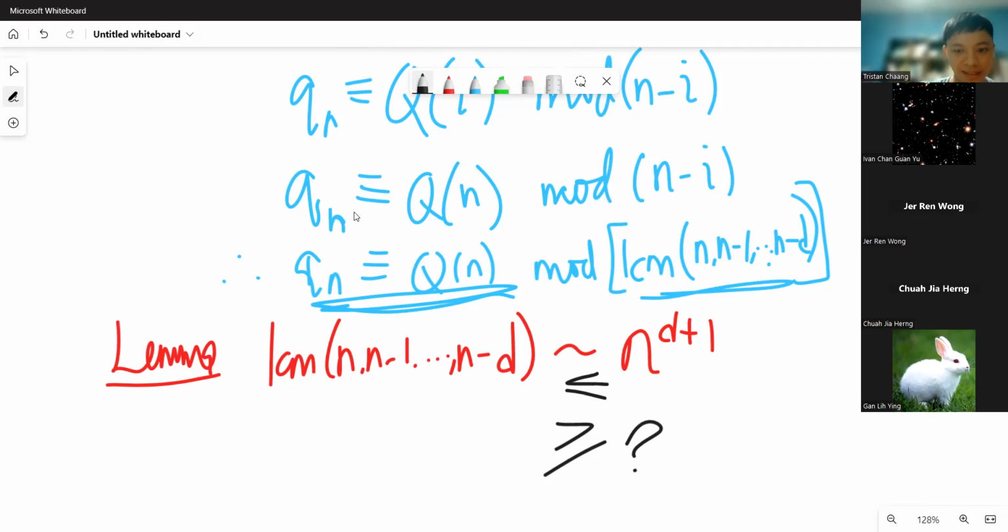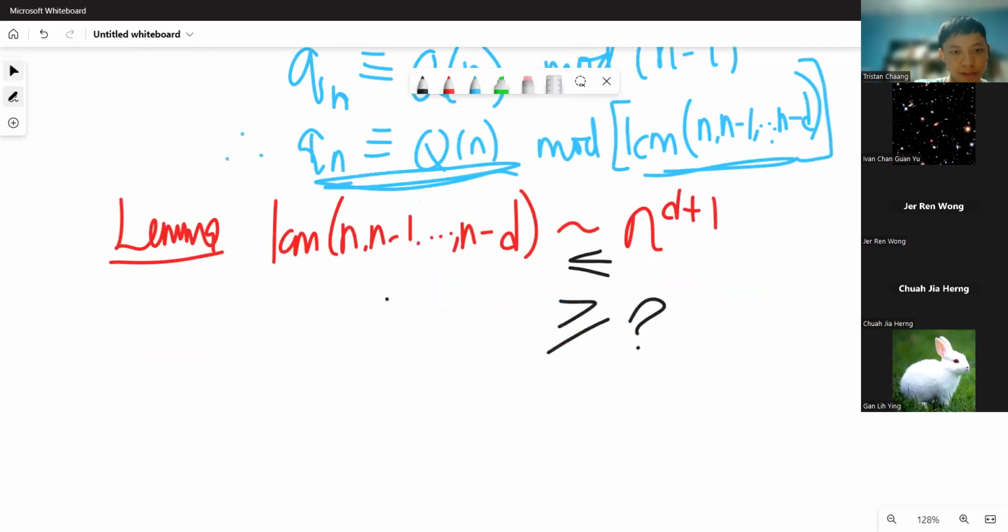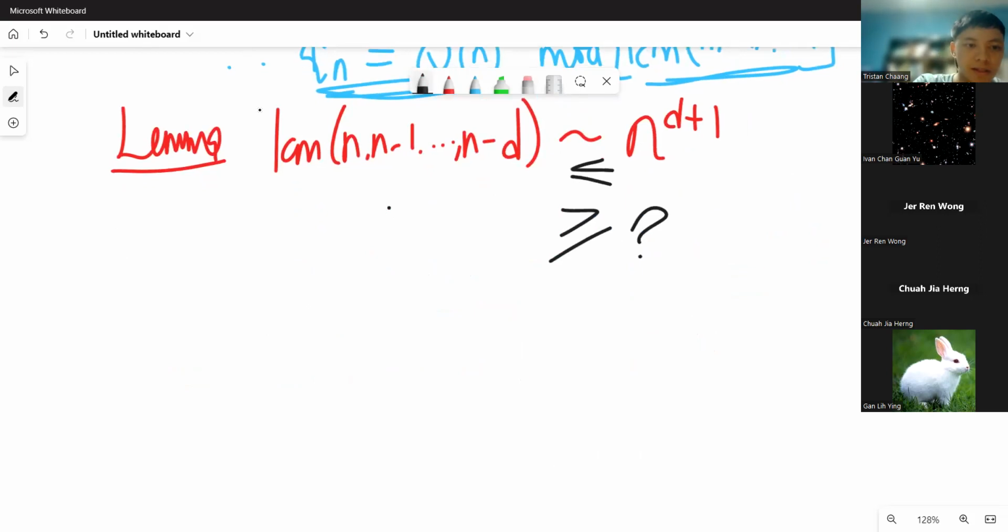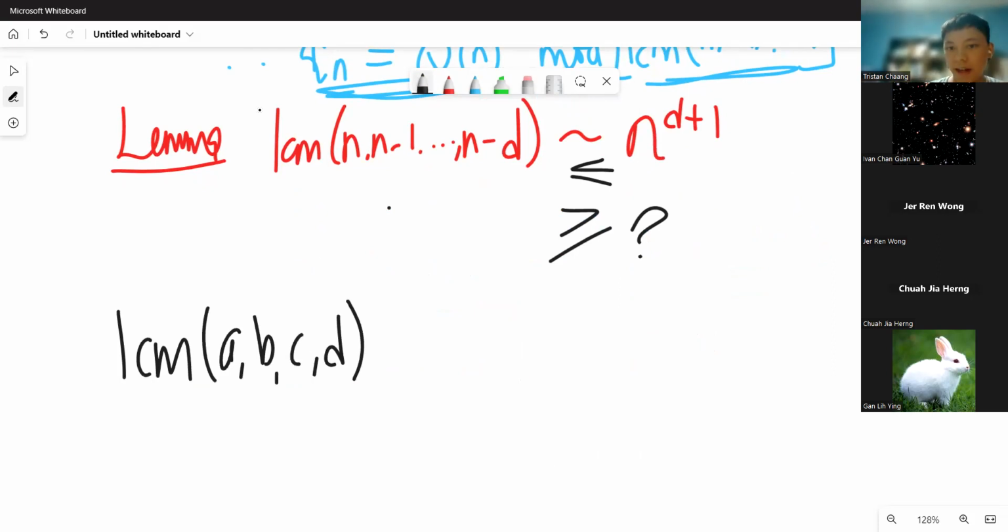Let me see. So let's come down here. The LCM of, let's say, A, B, C, D, I think it should be more than or equal to A, B, C, D divided by the pairwise GCD of every single term.